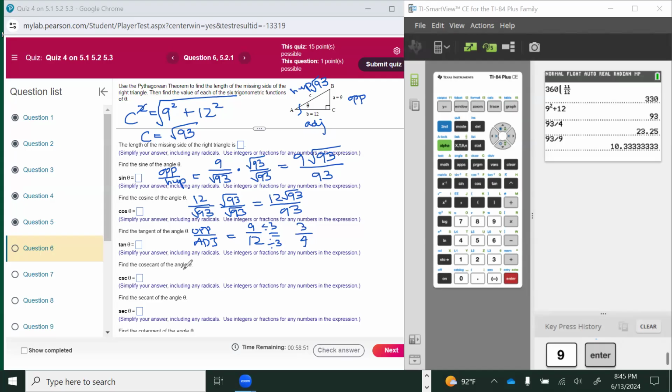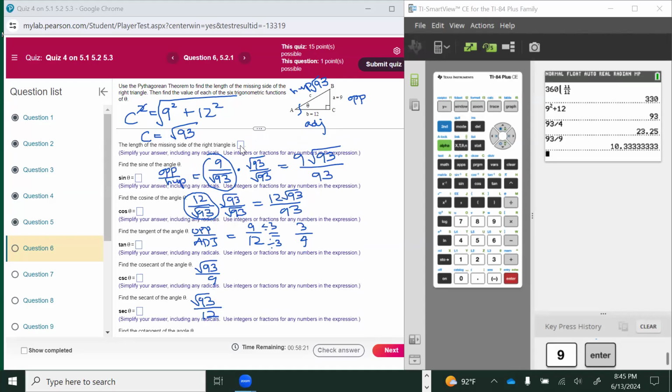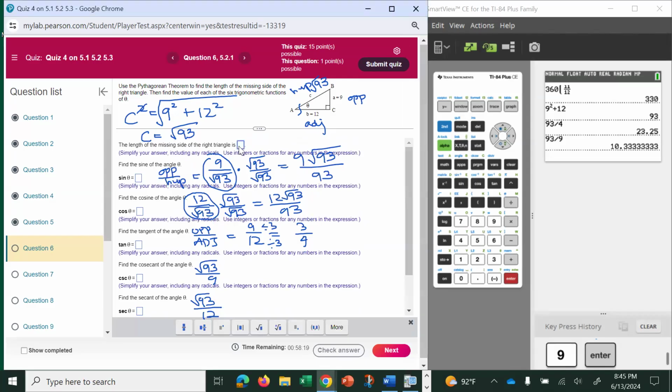Cosecant is just the reciprocal of sine, so I can take sine here and do square root of 93 over 9. Secant is the reciprocal of the cosine, excuse me. And so cosine was originally 12 over root 93, so it can be written as root 93 over 12. I think I have to go down with cotangent. Before I do cotangent, let me fill in all the answers.